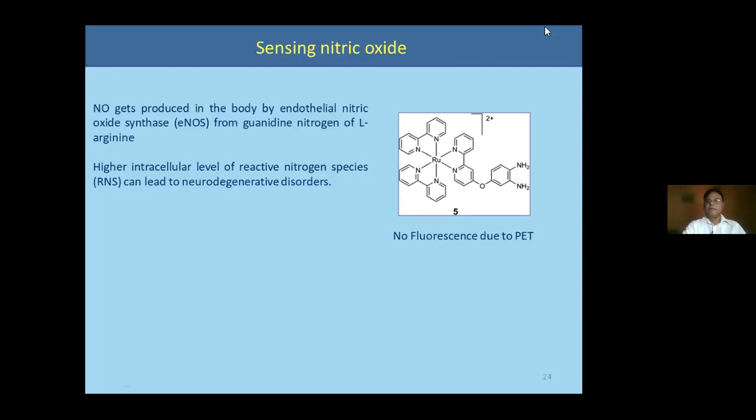transfer process. What happens is that this ligand is fluorescent, but when it is attached to the ruthenium complex, the whole complex becomes non-fluorescent. It is because these two amino groups are electron donating groups, and this particular bipyridyl area, which is basically the fluorophore, receives electrons from them. So this fluorophore, after absorption, goes to the higher state, but the electron cannot come back to the lower state because the lower state is filled up by the electrons from this donor site. That is why it is called the PET process, which quenches the fluorescence of the compound.